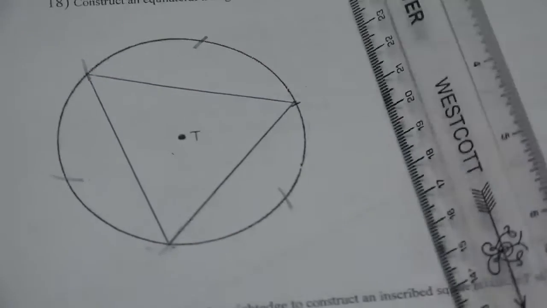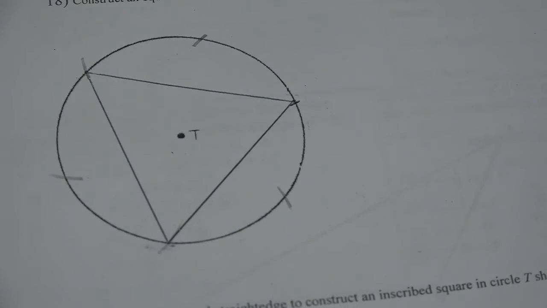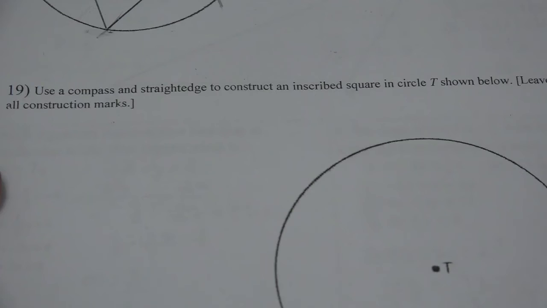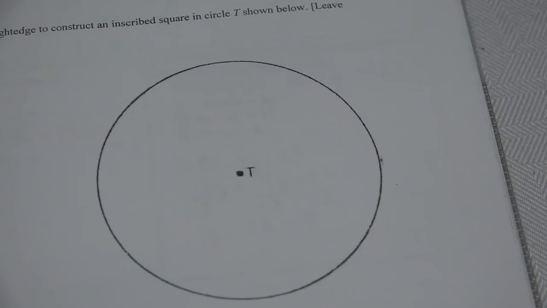Equilateral triangle. That's it. That's the end of it. Alright. Now what else do I need to do? Now I'm supposed to inscribe a square in this circle. That's not a problem. I'll inscribe a square.